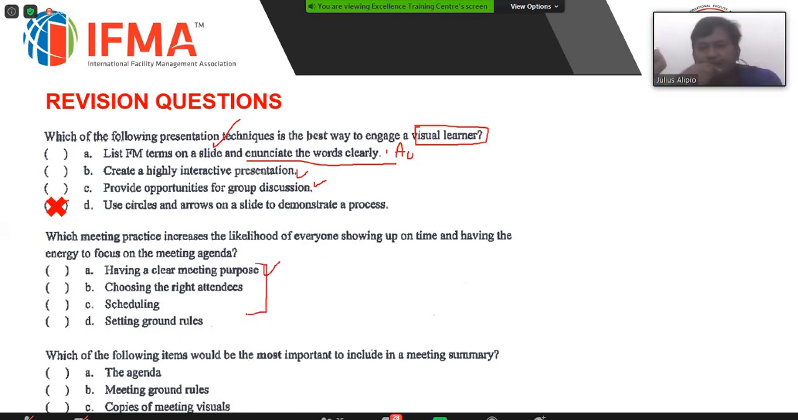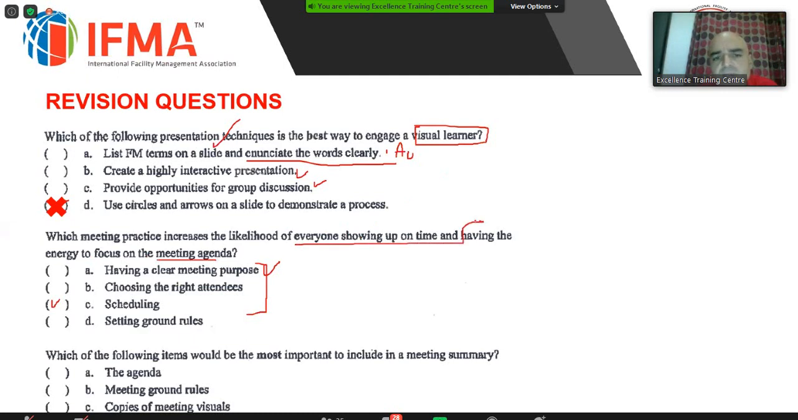Scheduling is the answer, but let me tell you why. If you look at all these options, these are all tools to show an effective meeting agenda. But here it focuses on one point, that everyone is showing up on time. So regarding everyone showing up on time, scheduling is the keyword.